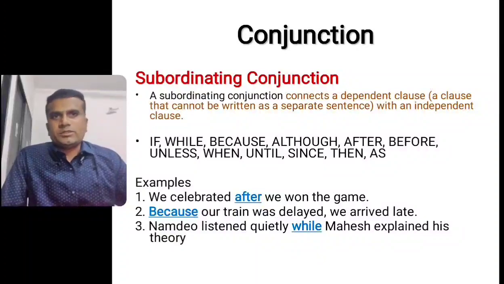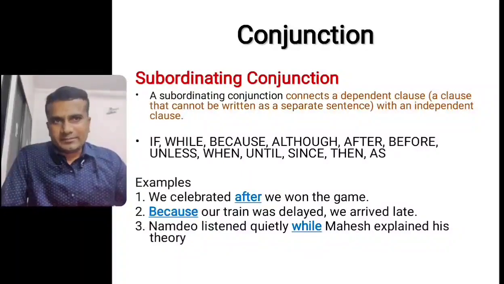The first example of subordinating conjunction is: we celebrated after we won the game. Here you will find that a dependent clause is connected with an independent clause with the help of the subordinating conjunction, that is after. In the next sentence: because our train was delayed, we arrived late. Here too, because is a subordinating conjunction which is used to connect a dependent clause with an independent clause.